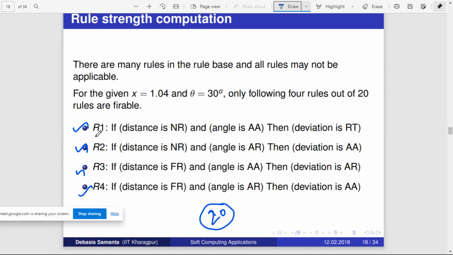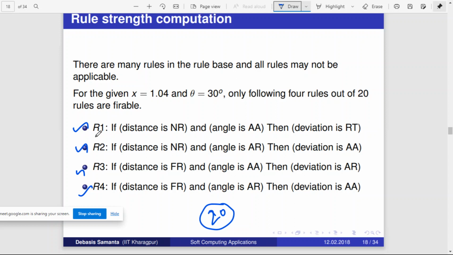If distance is NR and angle is AA, then deviation is RT, towards the right. If distance is NR and angle is AR, then the deviation is AR, ahead. If distance is FR, far, and angle is ahead, the deviation is AR, ahead. If the distance is far and angle is ahead, then the deviation is ahead.